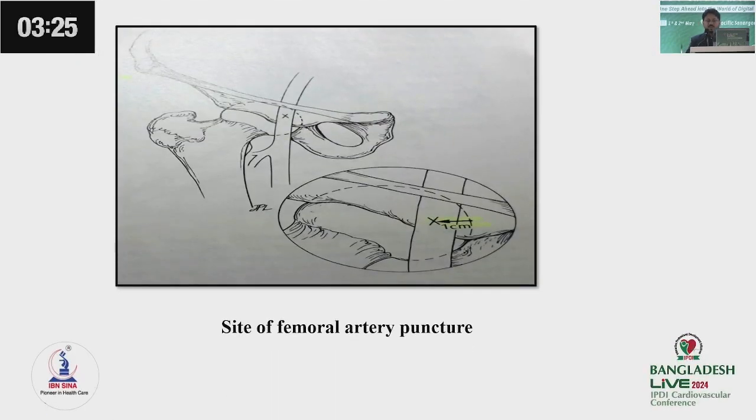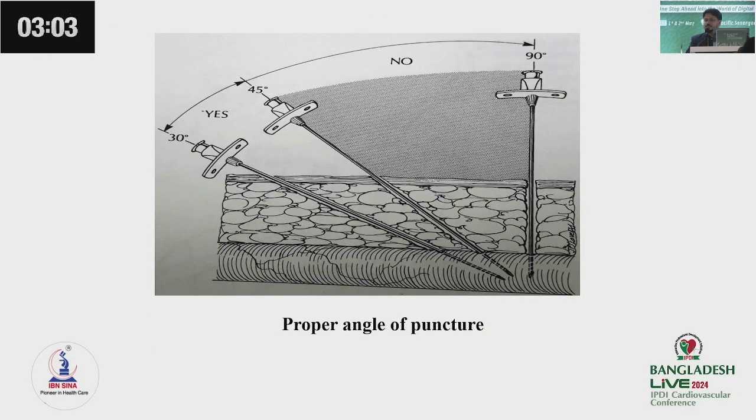The question is where we should puncture for the femoral artery. According to textbooks and our clinical experience, the puncture should be done against the femoral head in the mid CFA, common femoral artery. The proper angle of puncture is very important. It is usually 30 to 45 degrees, and more than that will invite a lot of complications.